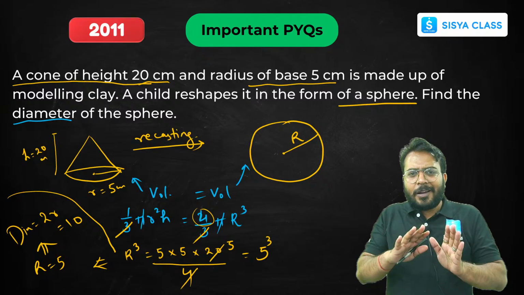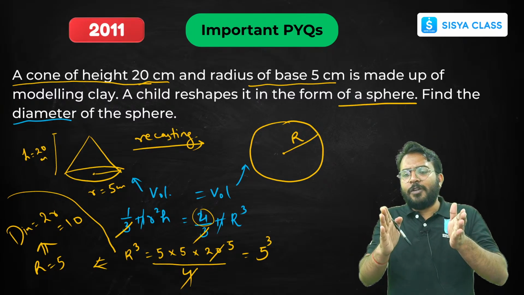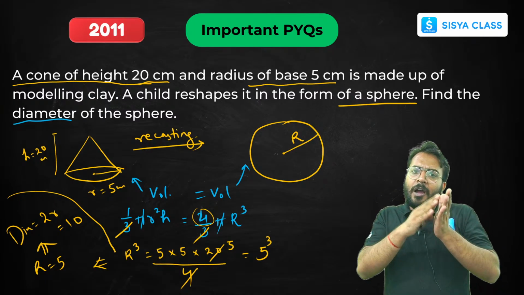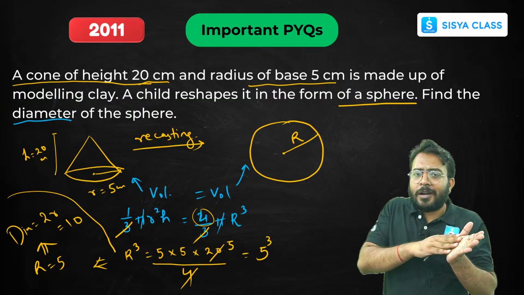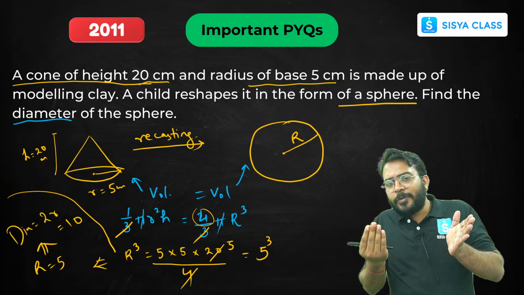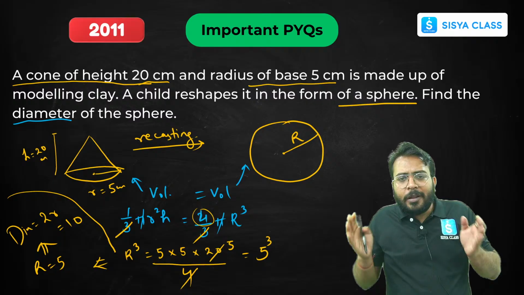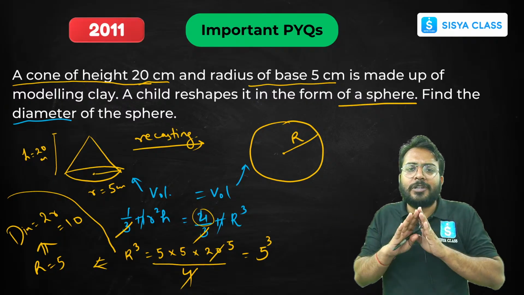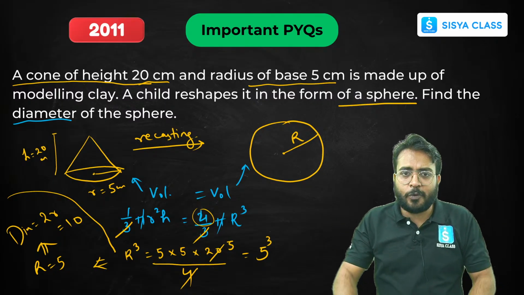Recasting questions are very easy. You just have to apply one concept: the volume of the shape which you are recasting and the volume of the shape which has been formed, those two volumes you just have to compare. Understood? You just have to make them the same.